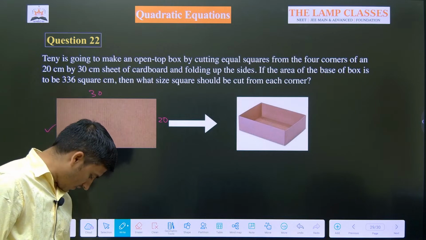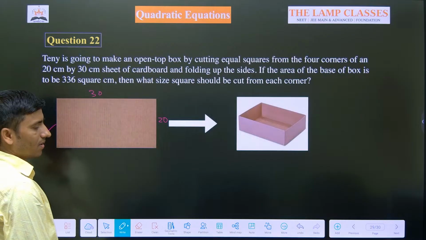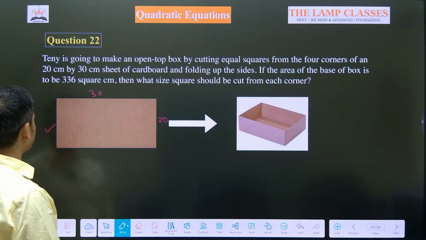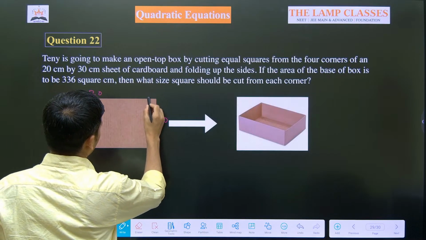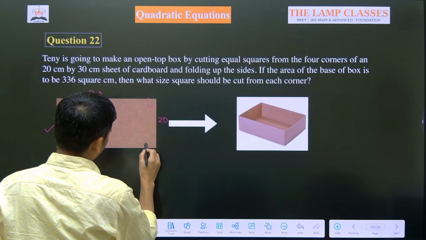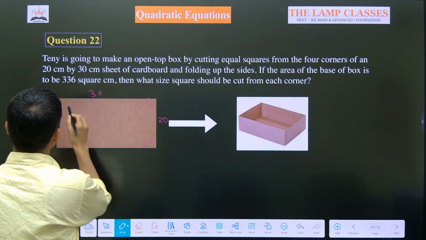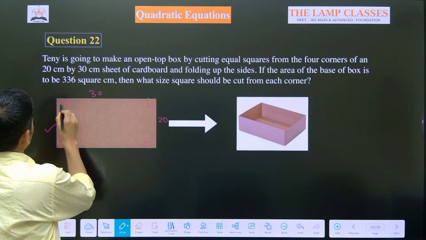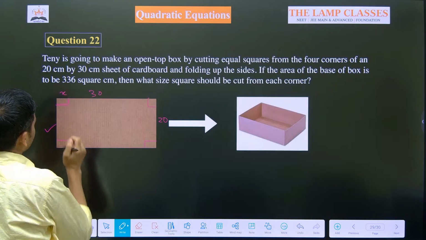Similar situations you will have even in 12th class, similar questions, not exactly the same, but related to calculus. So yes, we can just think like that. Cut a square from each corner. They are asking you to find the side length of that. So let's call the side length x.